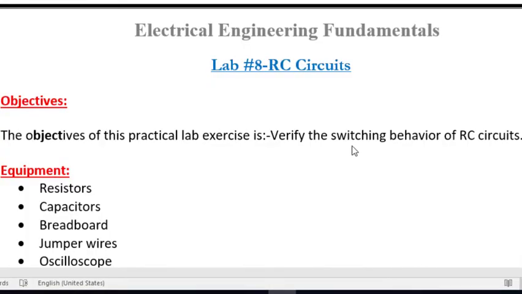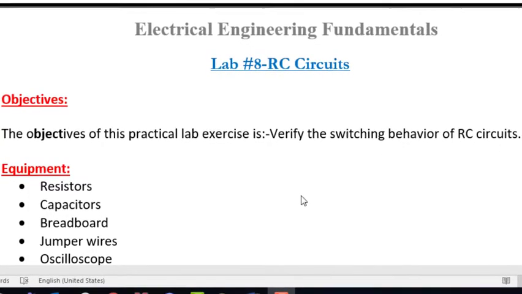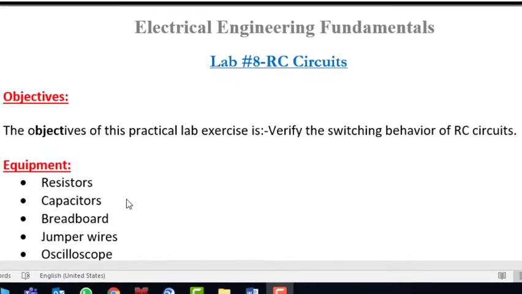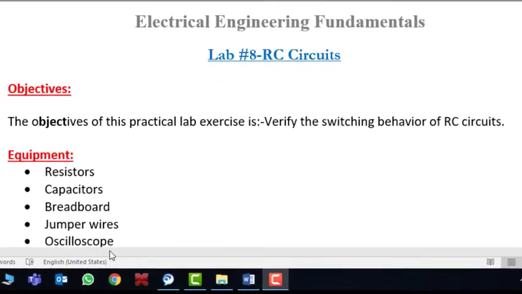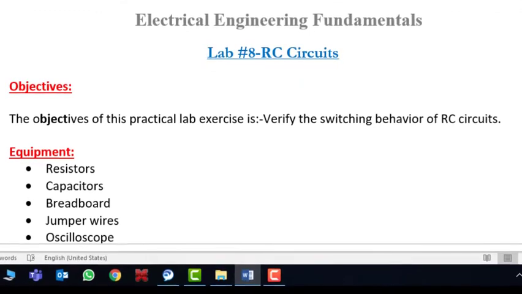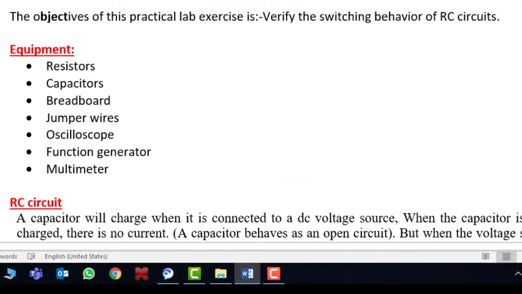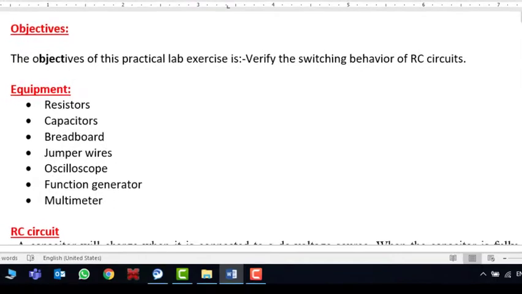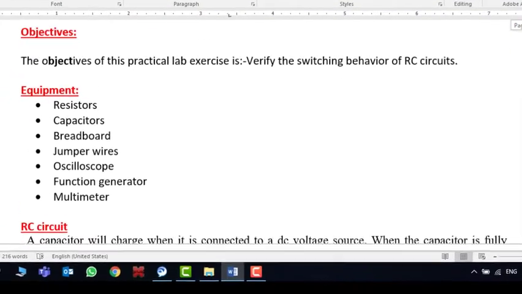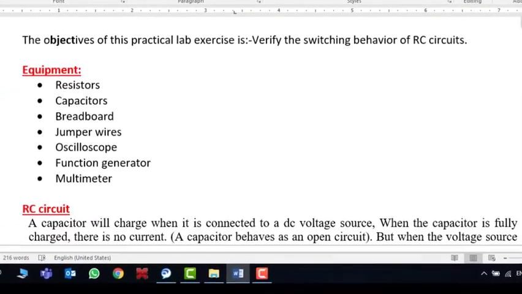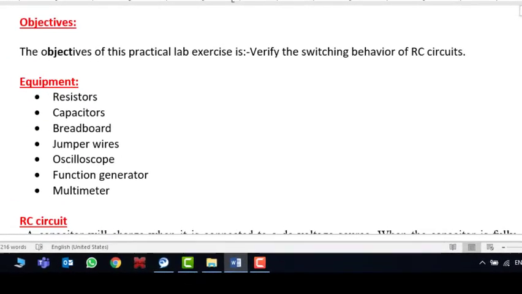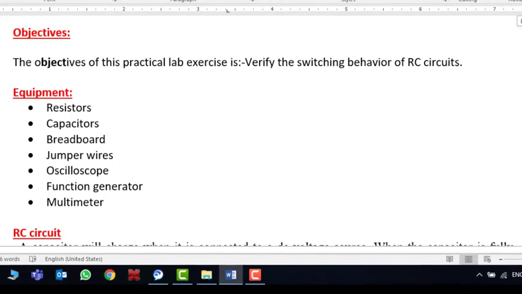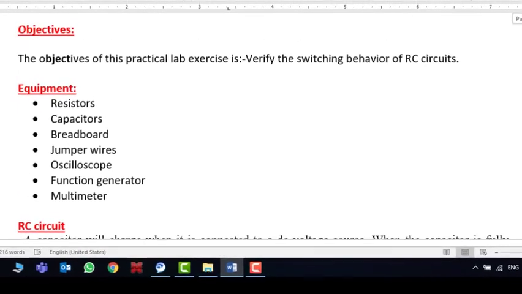This is Lab 8, RC Circuits. This lab was designed for electrical engineering fundamentals. Objective of this lab, we are going to study the behavior of a simple RC circuit. We are going to design a simple RC circuit using resistors, capacitor, breadboard, jumpers, oscilloscope, function generator, and digital multimeter.